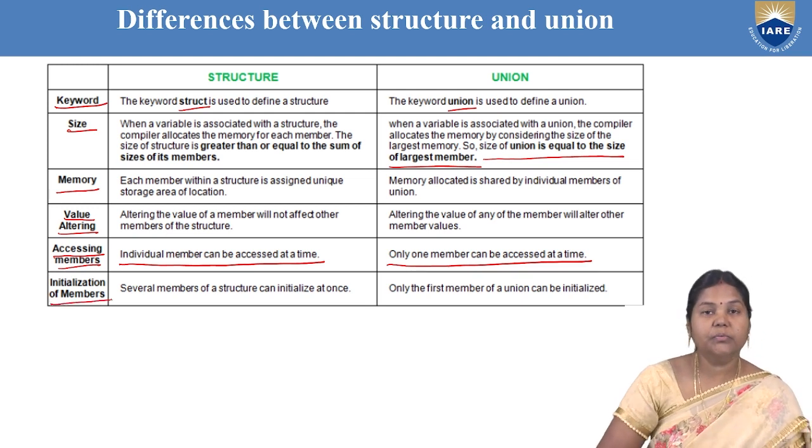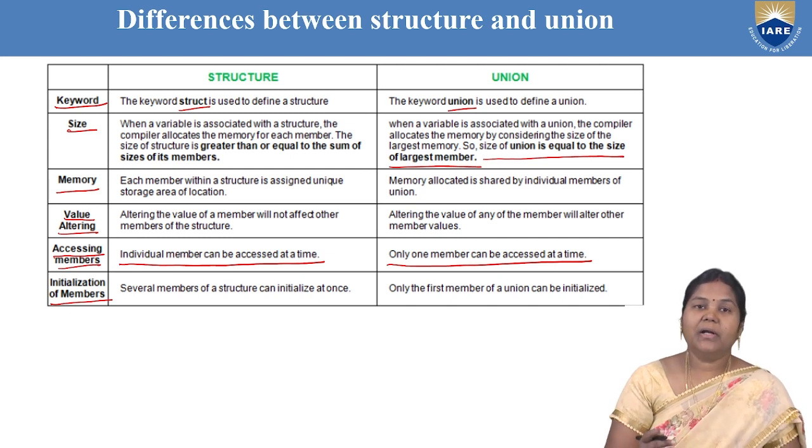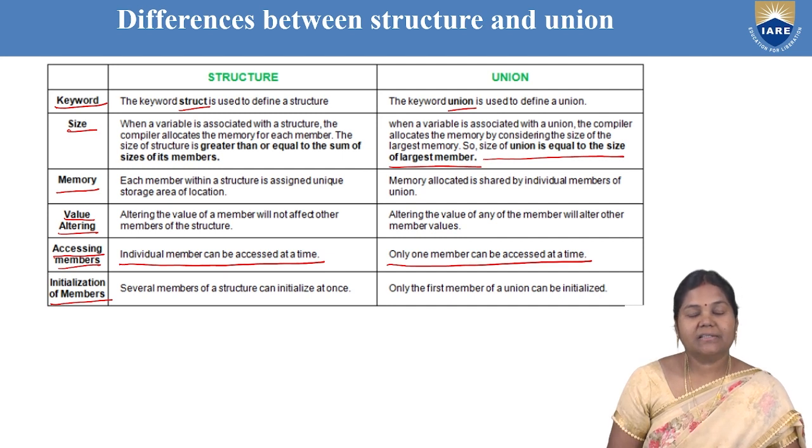The last difference is how to initialize the members. Several members of a structure can be initialized at once. In one line, you can initialize all the members of the structure. But in a union, only the first member can be initialized. Though you may try to initialize all the members, it won't give you any error, but when you print it and check, you will see that only the first member is initialized with the values.